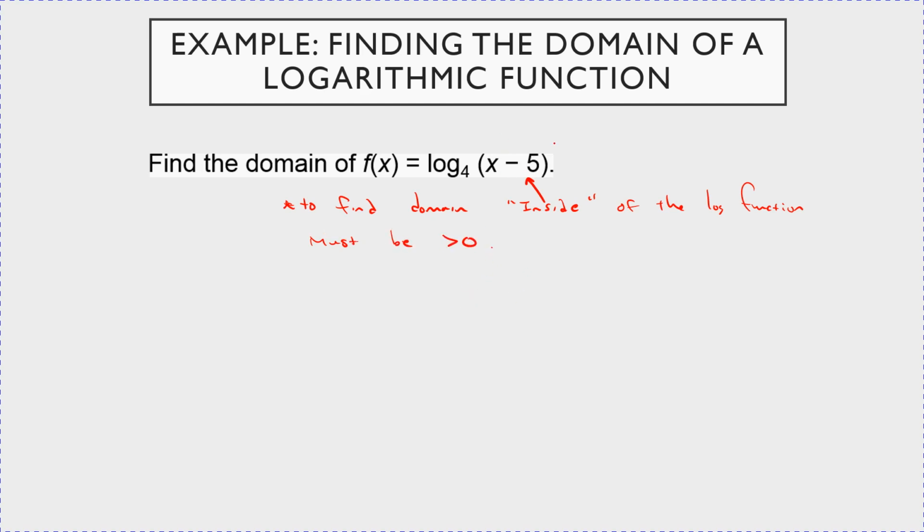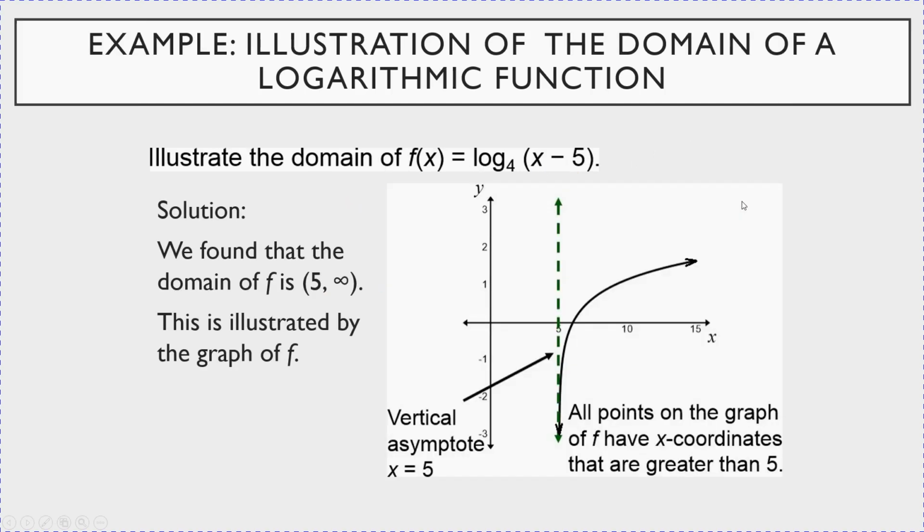So all you have to do to find the domain for these simple ones is just solve this. When is this inside greater than 0? Well, when I add 5 over, x just has to be greater than 5. So the domain here goes from 5 to infinity. And what's really interesting is, if you talk about transformations of functions, this minus 5 inside the log function shifts the graph to the right 5 spaces. You can see this now when you look at the graph.